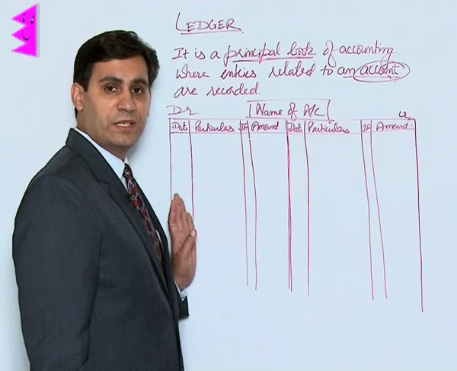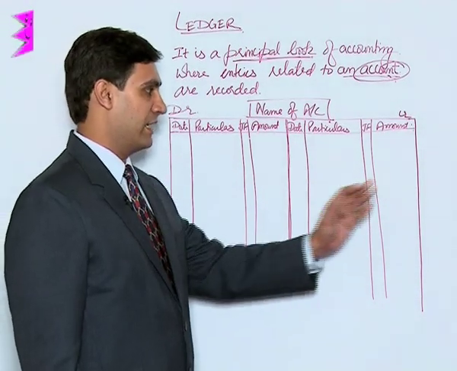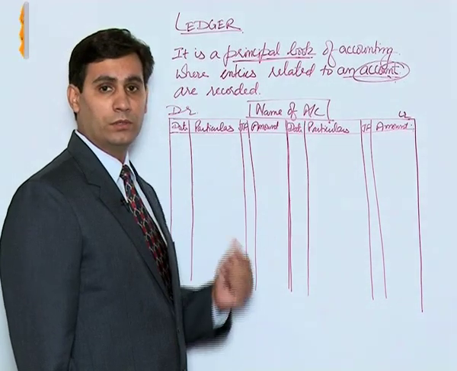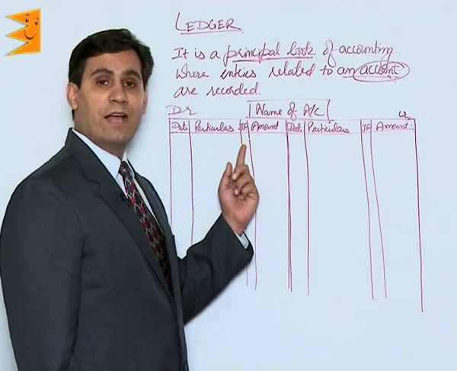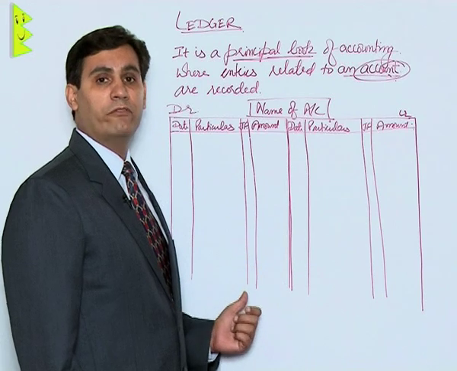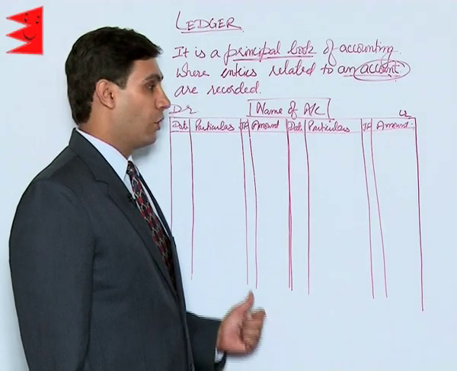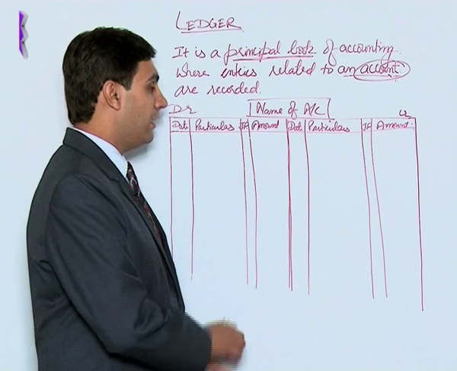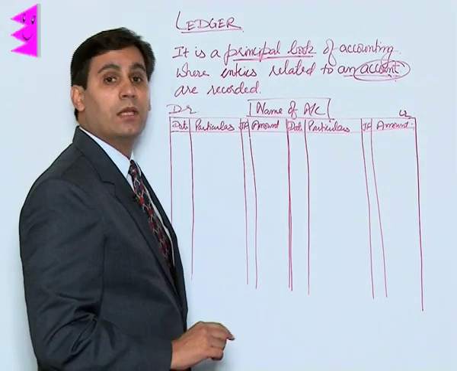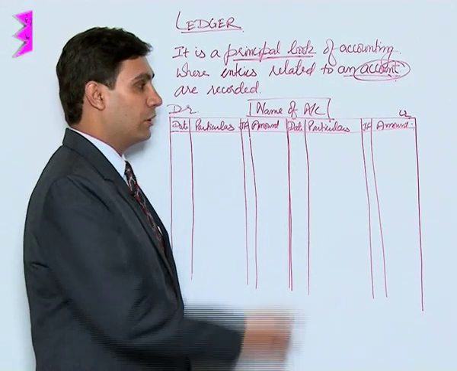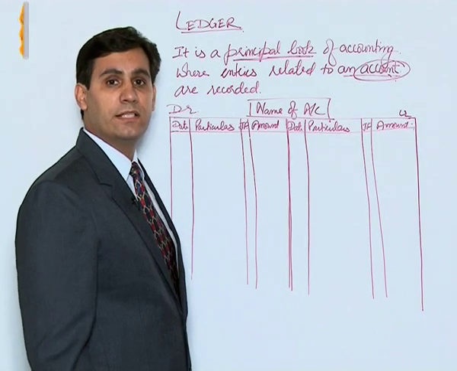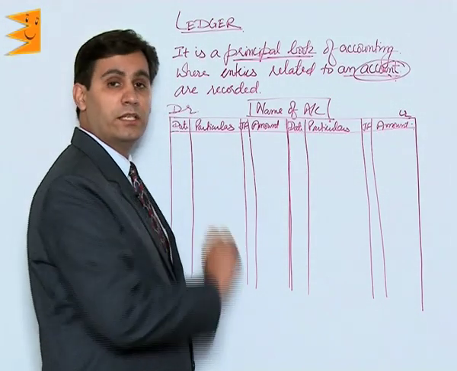The left hand side is the debit side and the right hand side is the credit side. Each side has four columns: date, particulars, journal folio and amount. In ledger we have journal folio, but in journal, just to recall, we have ledger folio, because in ledger the entries are recorded as to what page of journal they are appearing, but in journal the account number or the ledger number is recorded. So it's the other way around. In journal it is ledger folio, whereas in ledger it is journal folio.